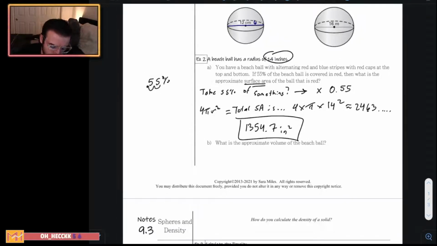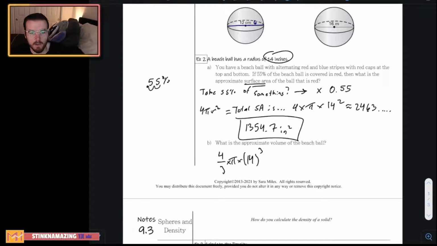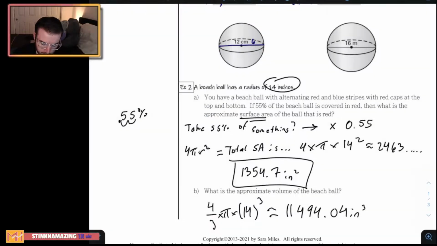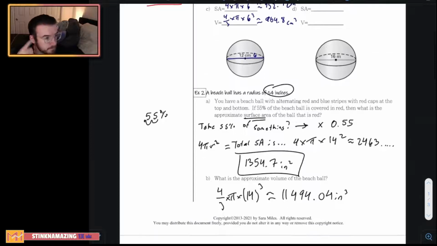What is the approximate volume of the beach ball? Well, there are really no tricks up our sleeve here. Just 4/3 pi r cubed once again. So 4/3 times pi times 14 cubed. 14 cubed is a rather big number. Times pi times 4 divided by 3 gives me 11,494.04 inches cubed. That seems like such a big number, but it's true.